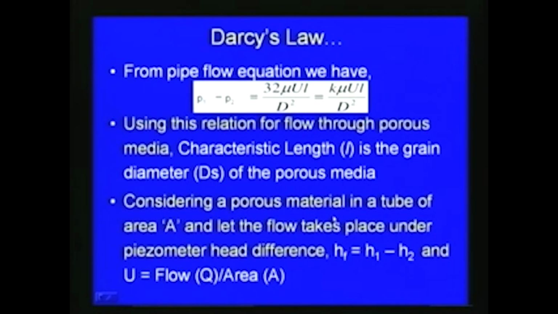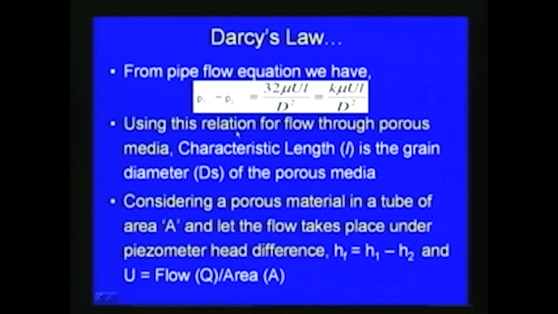Here, if you consider the porous media we are discussing as a simple case of the pipe flow equation which we have derived for the laminar case, we have already seen earlier P1 minus P2 is equal to 32 mu UL by d square, where mu is the coefficient of dynamic viscosity, U is the average velocity through the pipe, L is the length of the pipe, d is the diameter, and P1 is the pressure at section 1 and P2 is the pressure at section 2. This we can write as P1 minus P2 is equal to K into mu into UL by d square.